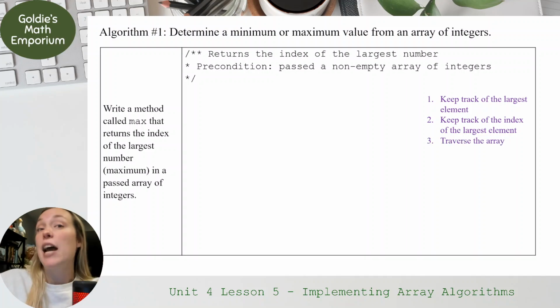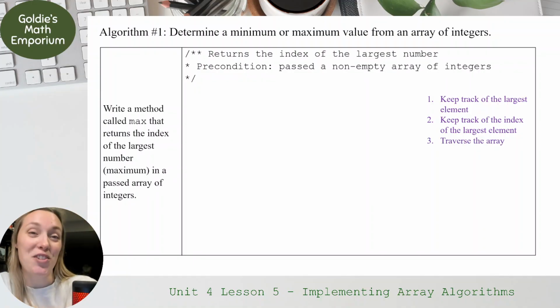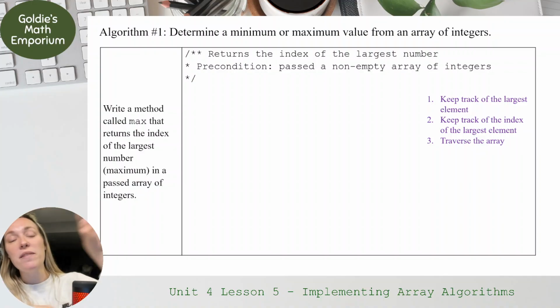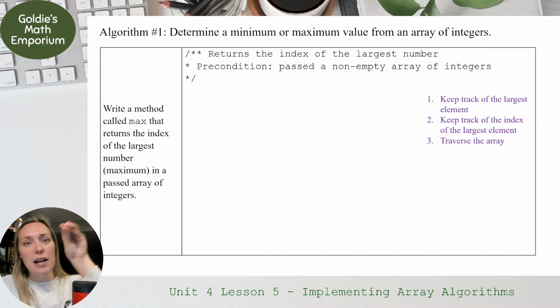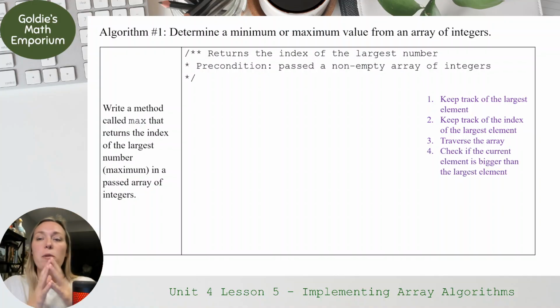How do I go through the list? I traverse the array. We just got done talking about one-dimensional array traversals in the last lesson. So one of the steps is going to be to look through every element of the array. Now, if I'm in the array element and I have an element, what do I want to do?